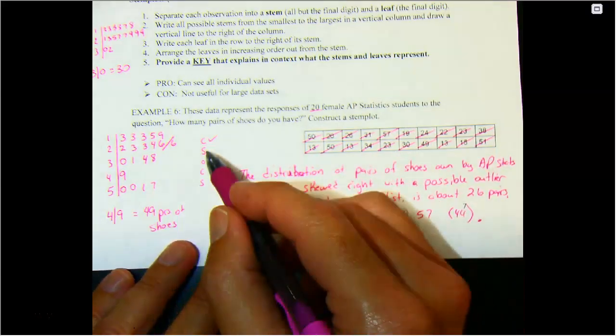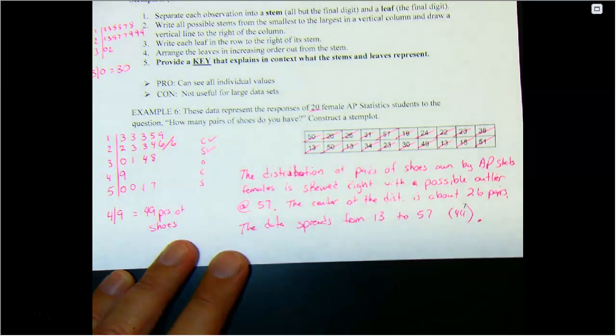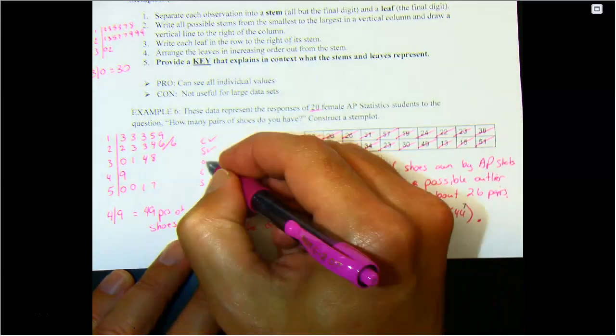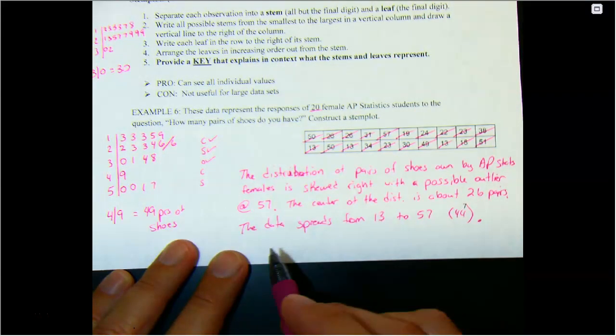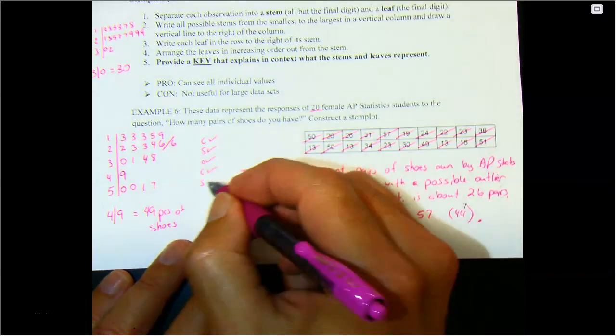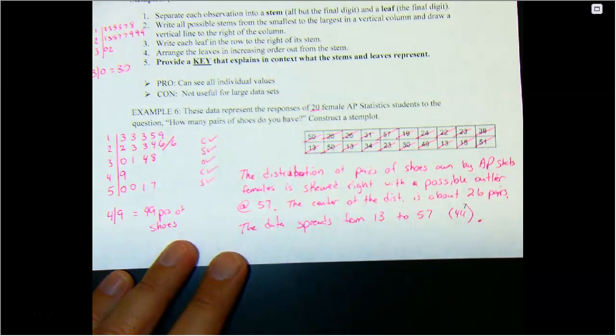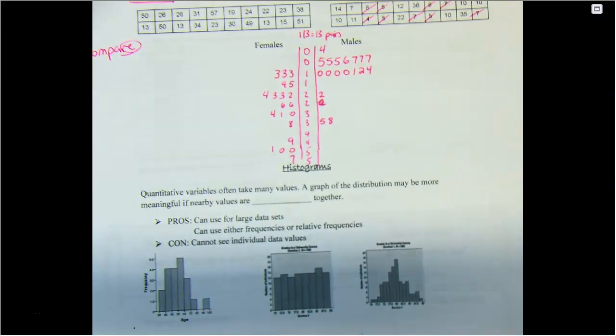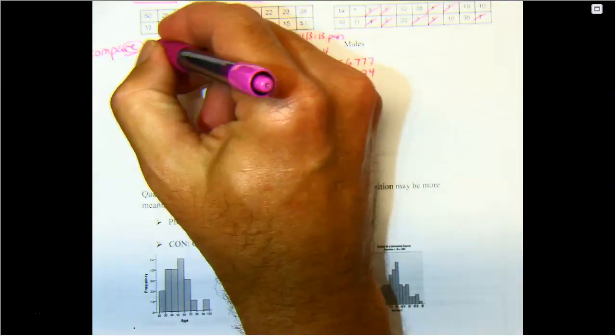Did I talk about the shape? I did talk about the shape. Did I include the outlier? We talked about the outlier, 57. Did I give an approximate middle, 26 pairs? So I talked about the center. And did I give the spread? Yes, I did. So it's basically a checklist for my answers. So now that I've gone back and had to do that, again, I'm going to use it as a checklist. We're going to go with CSOX.